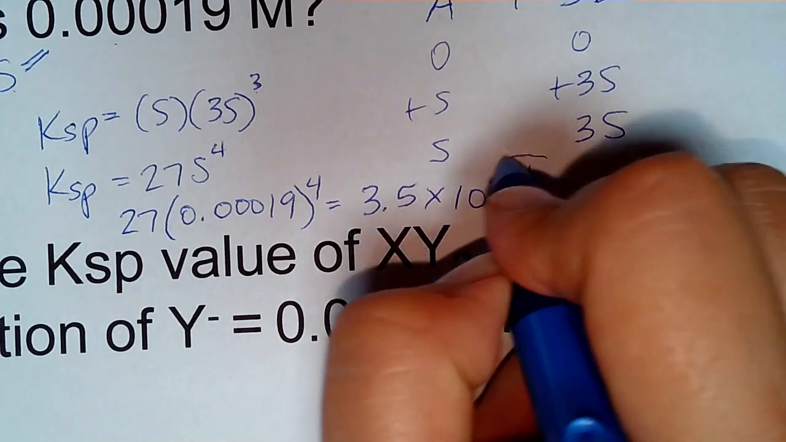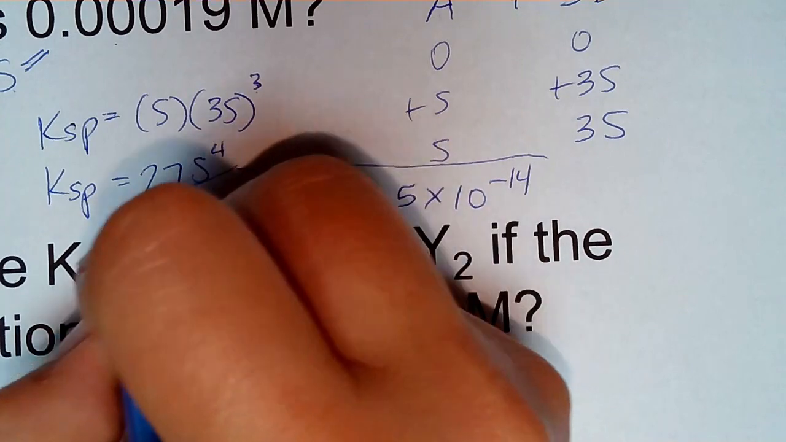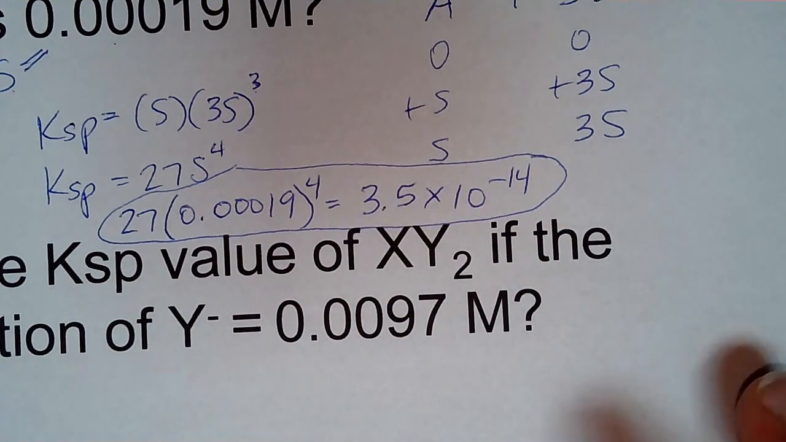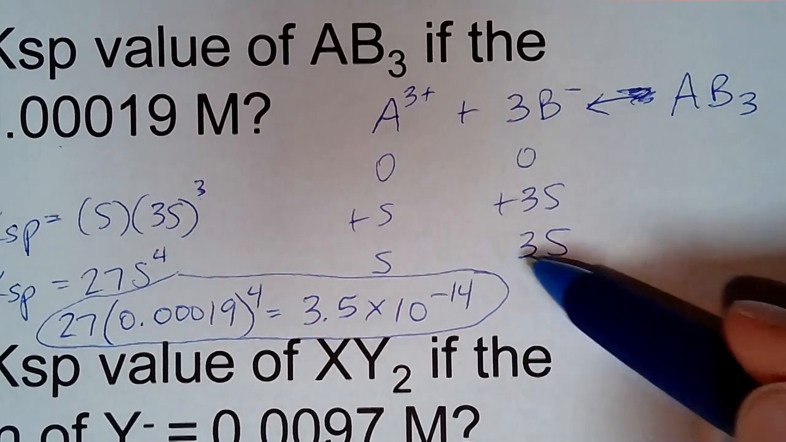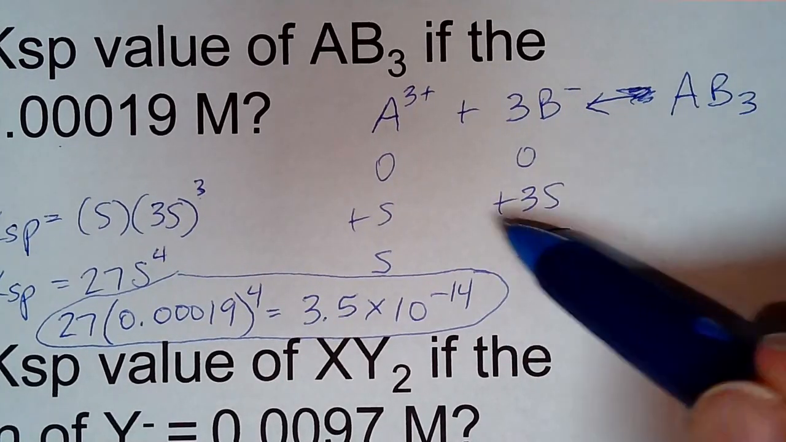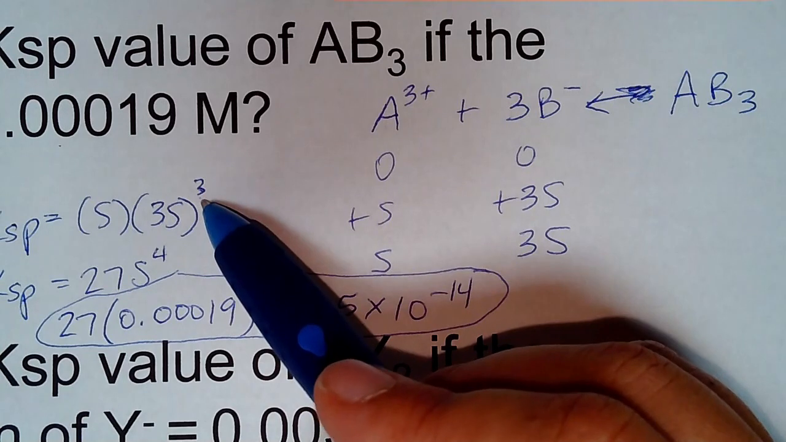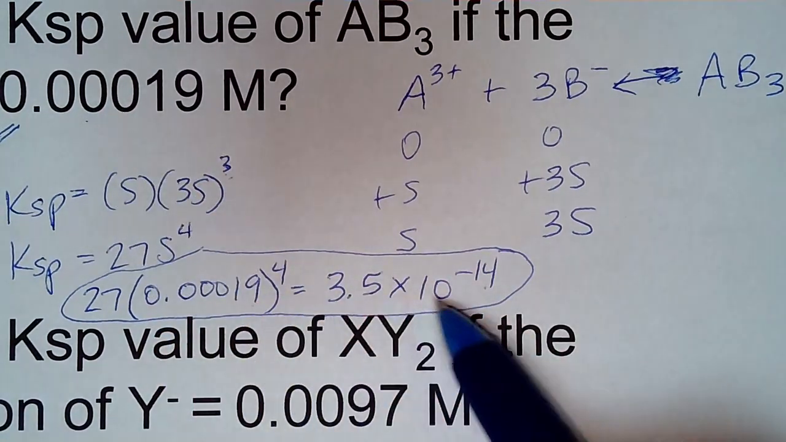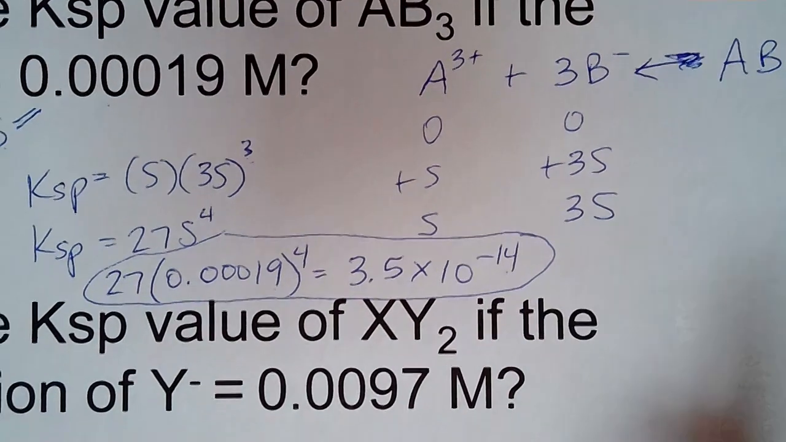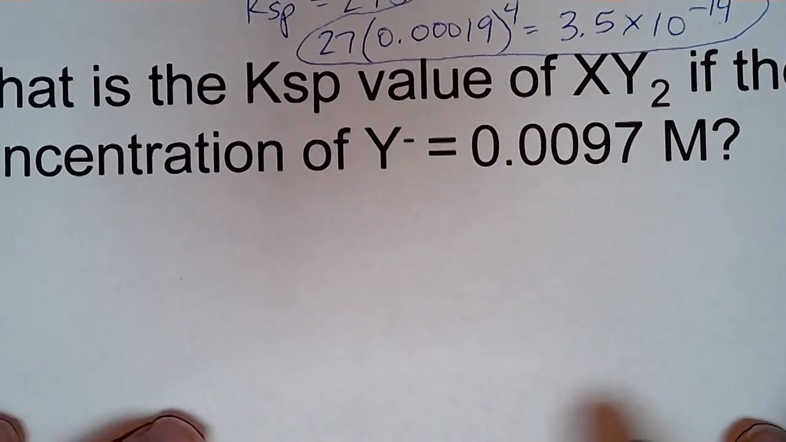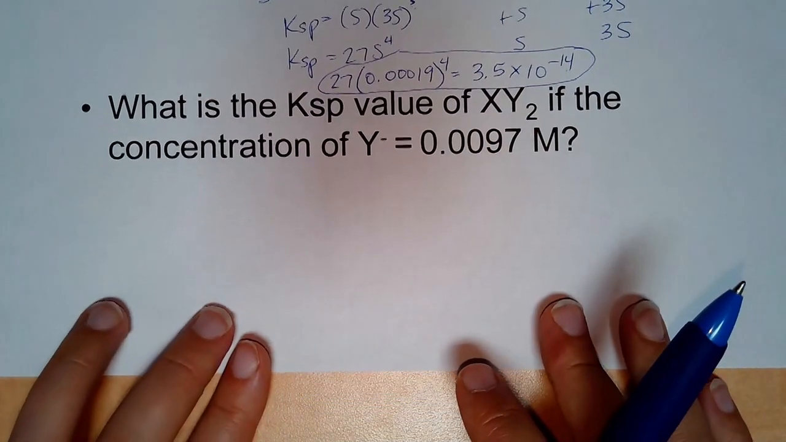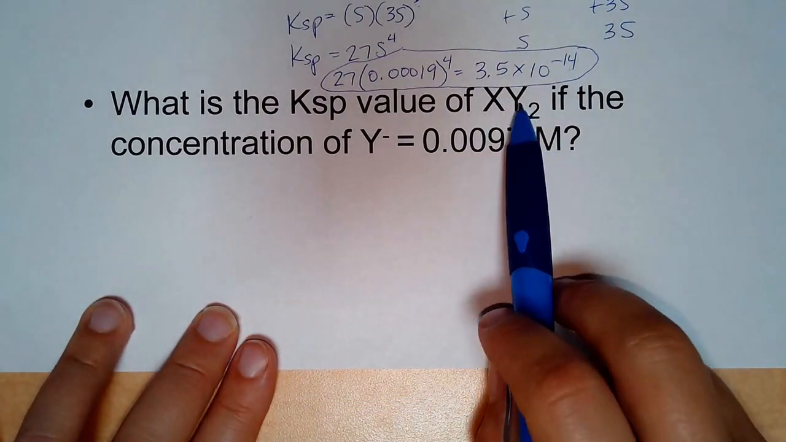Alright, so we had to know how this was breaking down in order to get the right coefficients, the right exponents in our KSP, in order to fill in our S value and get the right value. Alright, let's try another one. Finding KSP again. If we have XY2, the concentration of Y minus is 0.0097, what is KSP?